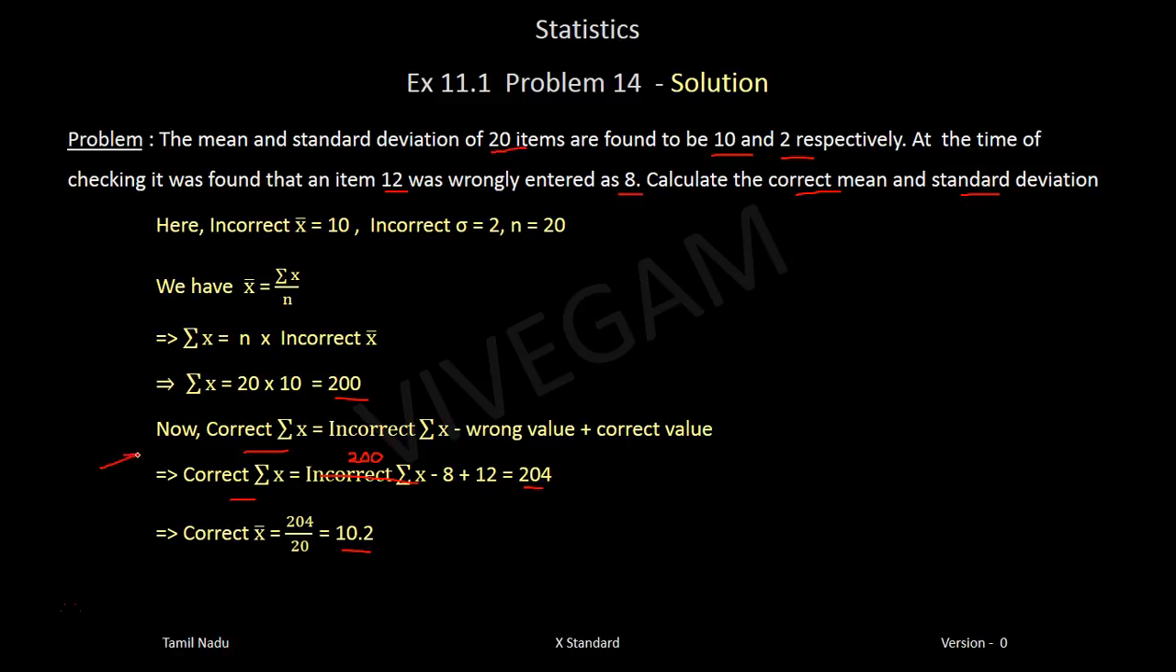We are first calculating the sigma x, and that sigma x is not right because one value is not right. Am I right? Instead of 12, we have written 8. So what we are doing is, from the sigma x, remove that 8. That is, you are subtracting 8, removing the wrong value. Then you are adding the correct value, which is 12. Then the sigma x is now corrected. Now you substitute this in this formula, and you will get the correct mean. That's how this problem is done as far as the mean is concerned.